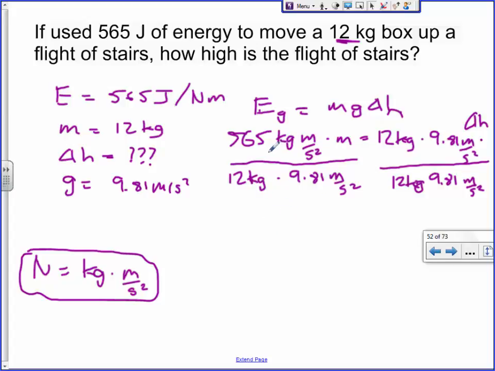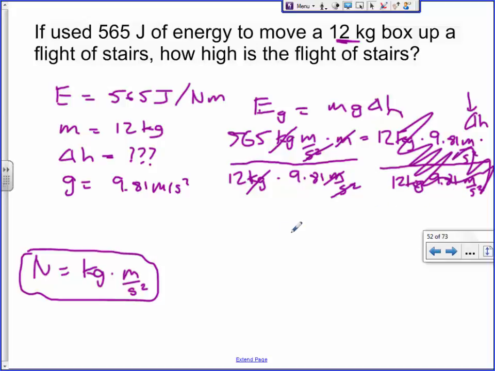Check out the unit canceling here. Kilograms cancel. One of these meters can cancel. The per second squared is on the bottom of a fraction, and this other second squared is also on the bottom of a fraction. What unit was left? Just meters. Isn't that kind of what we want? We're trying to solve for a height, and height should be measured in meters.